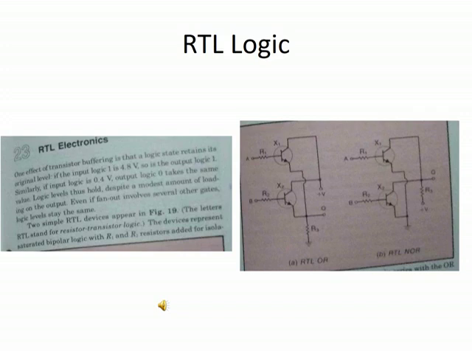So if either A or B input is 1, the output will be 0. This is for the NOR circuit. The one effect of the transistor buffer is that the state retained is the original level.